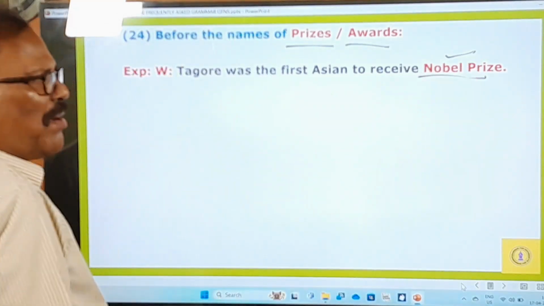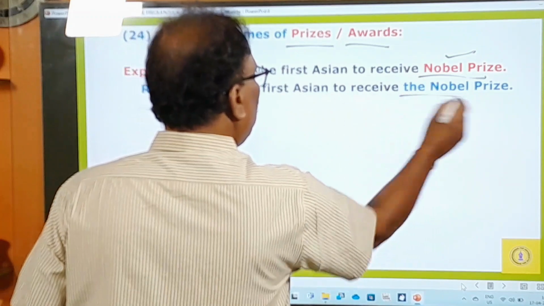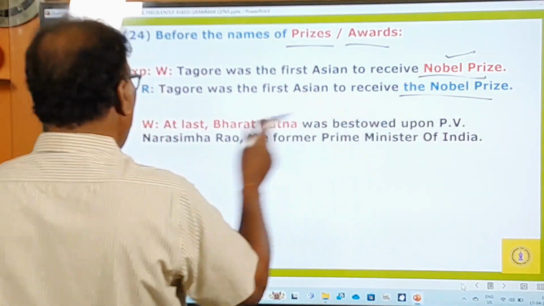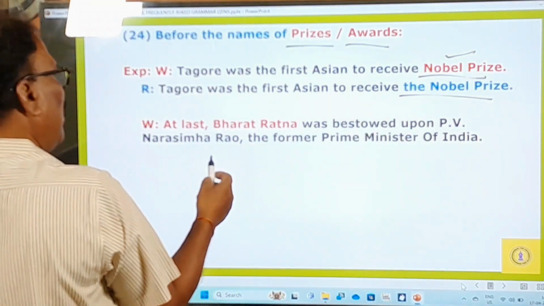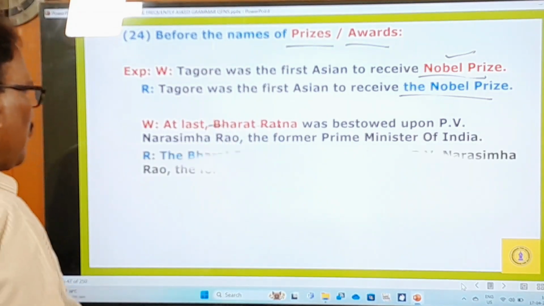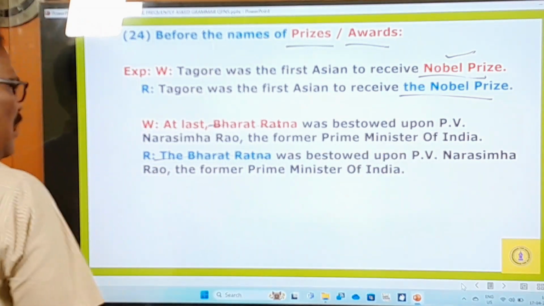Before the Nobel Prize, you have to use the definite article, and therefore you have to say Tagore was the first Asian to receive the Nobel Prize. And similarly, at last the Bharat Ratna was bestowed upon P.V. Narasimha Rao, the former Prime Minister of India. So very recently this happened. Simply you cannot say Bharat Ratna. You have to say the Bharat Ratna. The Bharat Ratna was bestowed upon P.V. Narasimha Rao. Yes, that's like that.